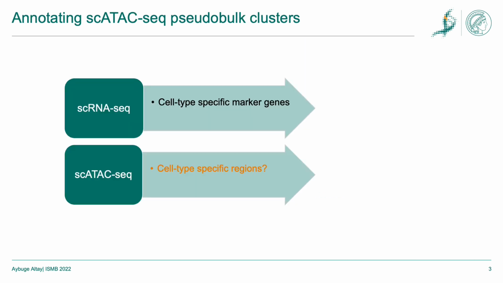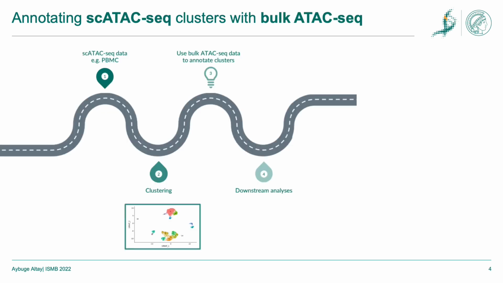In a single-cell ATAC experiment, however, the output is the accessibility of genomic regions. And unlike having genes, we do not have cell type specific genomic regions that can be used for cell type annotation out of the box. In this project, we investigate if we can use sorted bulk ATAC data for cell type annotation of single-cell ATAC clusters.